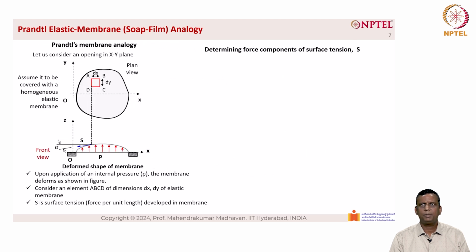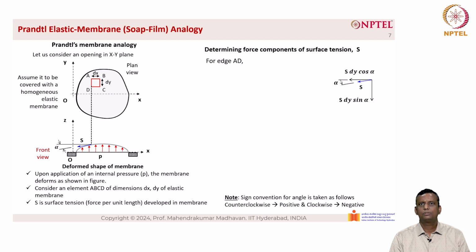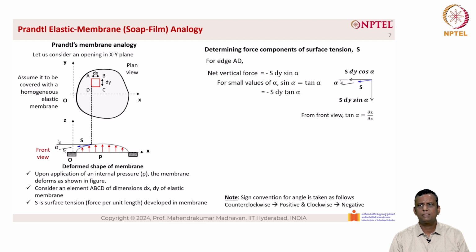Now let us determine the force components of the surface tension S. For edge AD, it makes an angle alpha, and the surface tension can be resolved as S into dy into cos alpha in the horizontal direction and S into dy into sin alpha in the vertical direction. So, the net vertical force is equal to minus S dy sin alpha, because it is pointing downwards, it is taken as negative. For small values of alpha, sin alpha is equal to tan alpha. So, this becomes minus S dy tan alpha. Tan alpha from the front view is defined as dou z by dou x, which gives minus S into dy into dou z by dou x.